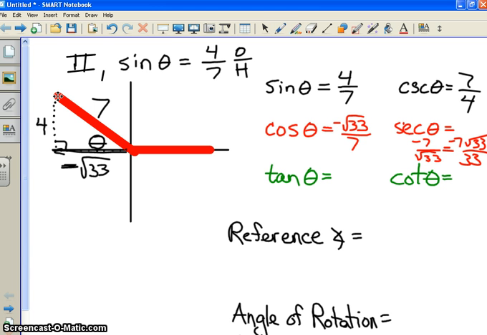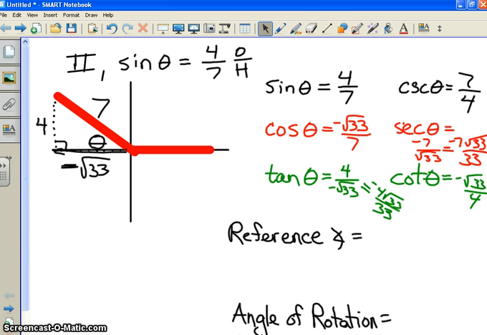And then lastly for tan, tan is opposite over adjacent. The opposite is 4, and the adjacent is negative radical 33. So that will actually turn into negative 4 radical 33 over 33. And cot is the reciprocal of tan, so that'll just be negative radical 33 over 4.